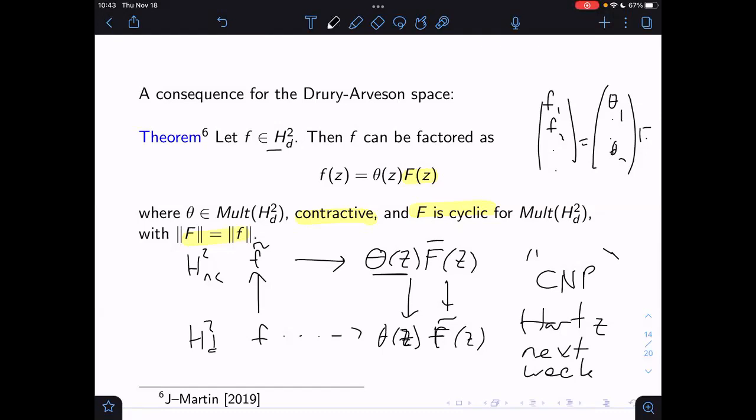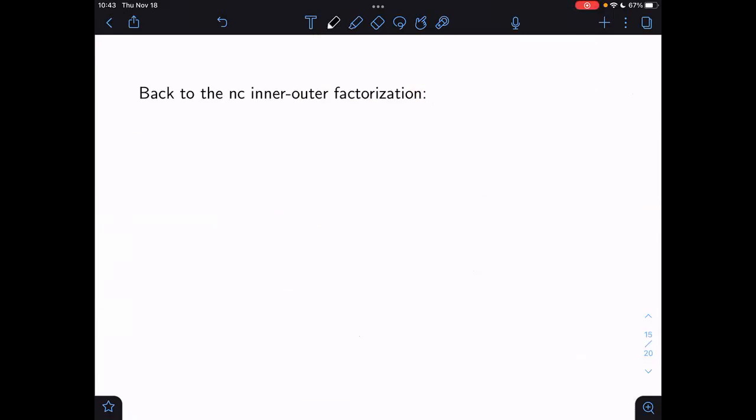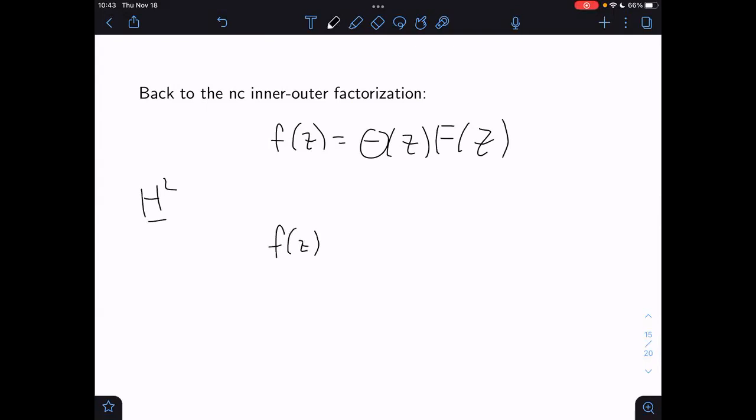Okay, so let me, in the 7 minutes I have left, revisit this NC inner outer factorization and ask if we can interpret it or get any sort of more general function theoretic information rather than just abstract operator information. And what kind of information would we want? Well, obviously in the H2 case, if I write F as its inner outer factorization classically, a thing that we know is that, for example, the zero information about F is all contained in the inner factor. And so this leads us to ask questions about, say, zero sets of NC functions. And so let me tell you something there.